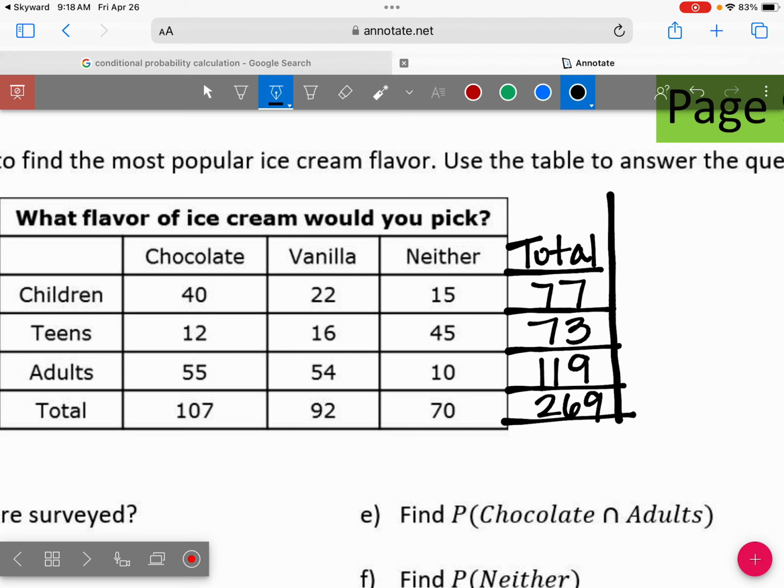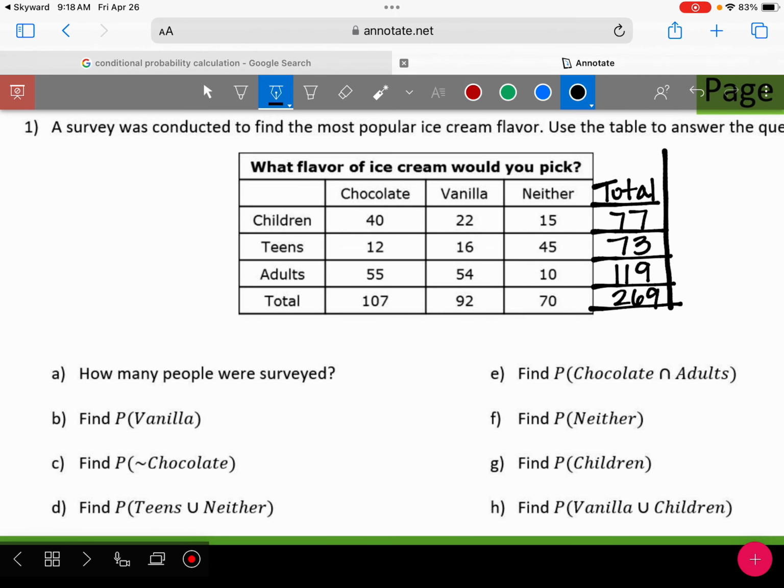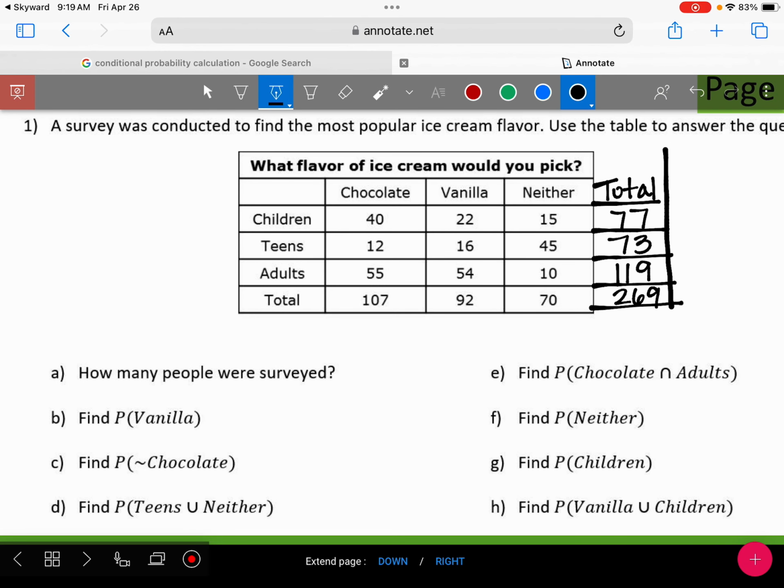All right, so now let's go ahead and do it all together. For part A, how many people did they survey? This survey was asking what the most popular ice cream flavor was. So did they like chocolate, vanilla, or neither? But then they separated it by their age category, if they were a child, a teen, or an adult. So altogether, how many people did they survey? What was the total of the totals?